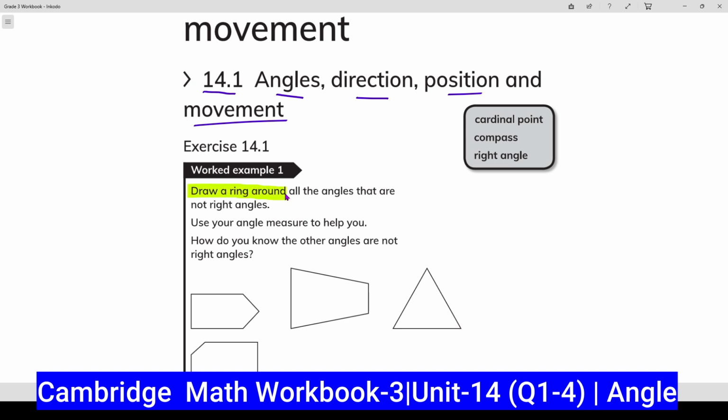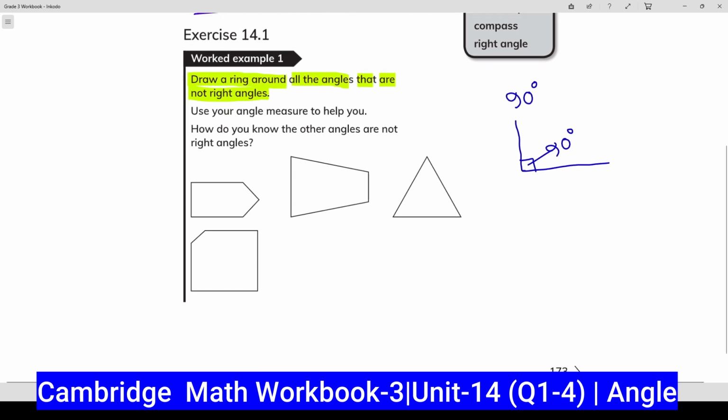Draw a ring around all the angles that are not right angles. So, what is a right angle? A right angle is an angle that has 90 degrees. It means this is a horizontal line and this is a vertical line. Once they meet at one position, that position makes 90 degrees, which is a right angle. So in here, look, if we mark, this position is not a right angle, this one is not a right angle, this one is also not a right angle, right?